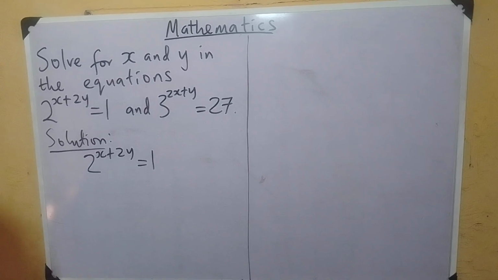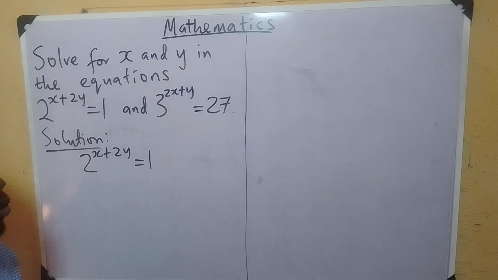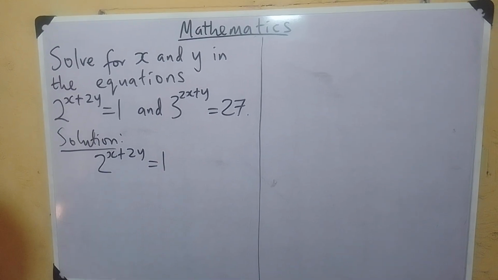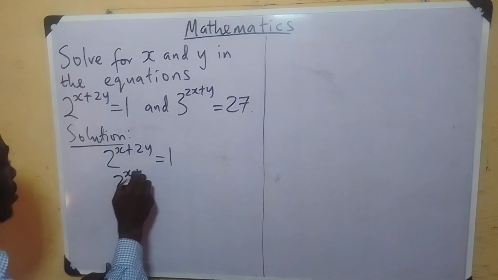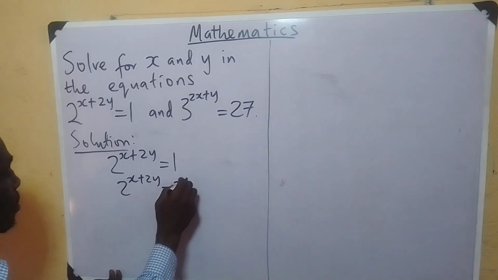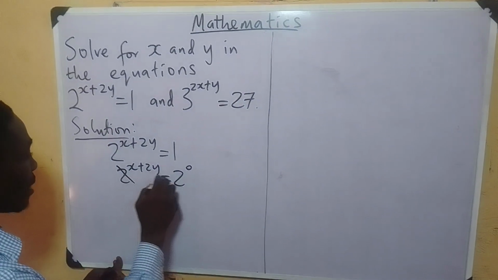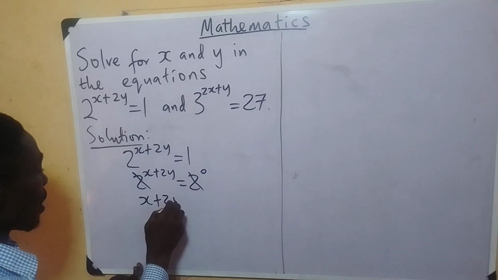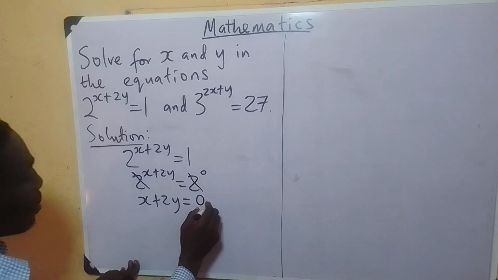Remember the law of indices, it states that any number raised to the power 0 is equal to 1. So we can change this number to 2 raised to the power 0. So it will now be 2 raised to the power x plus 2y equals 2 raised to the power 0. Since they are now at the same base, we can discard the base, and the equation will now be x plus 2y all equals 0. The powers will now come down. We call it equation 1.